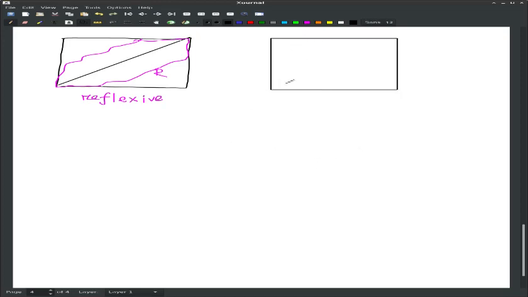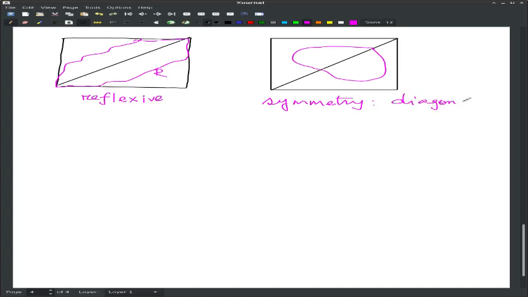So symmetry means that you should have the diagonal as its line of symmetry. So that means it would be something like this. Now I have to be careful in trying to draw this. Something like this. So the diagonal symmetry means geometrical. If you want to have a geometric picture, the diagonal must be a line of symmetry. Okay?